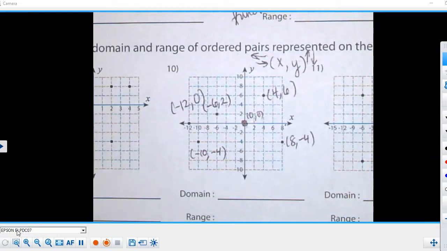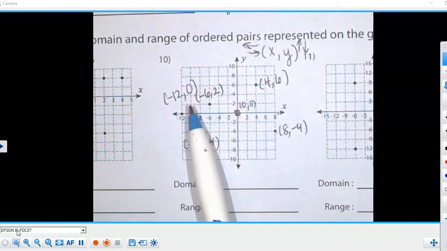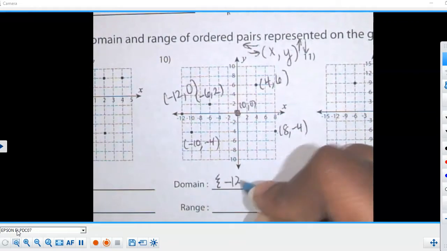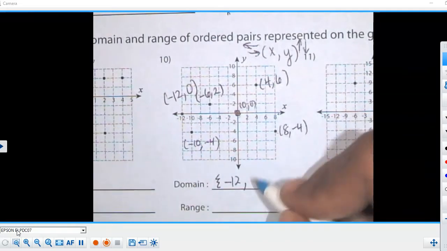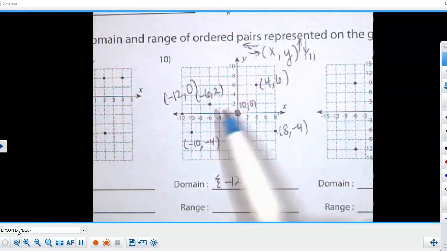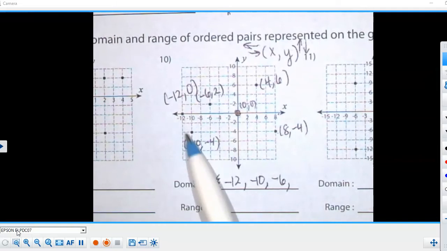Okay, so the next thing we should do is let's do the domain and range. So I put the curly bracket, and I'm going to just move from left to right. So I'm going to say, oh, look, -12 is my furthest point to the left. And then as I'm walking, look, you see, there's a -10 here. Then I keep going. The next point is -6. I'm only looking at the x-coordinates. So now I've taken care of these 3 points.